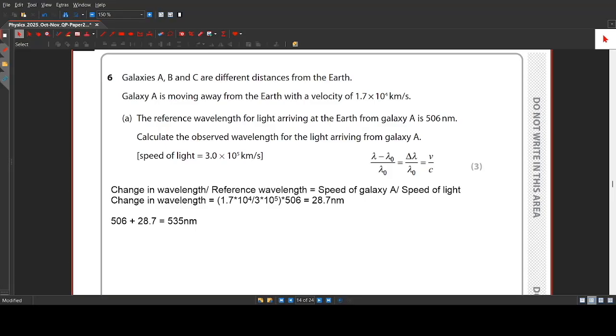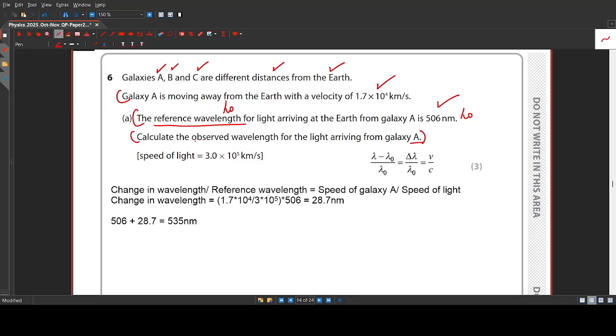Alright, let's look at question number 6. Galaxies A, B, and C are at different distances from the Earth. Galaxy A is moving away from the Earth with a velocity of 1.7 × 10^4 kilometers per second. The reference wavelength for light arriving at the Earth from Galaxy A is 506 nanometers. So this wavelength is basically the laboratory wavelength, which is lambda naught. Calculate the observed wavelength for the light arriving from Galaxy A.